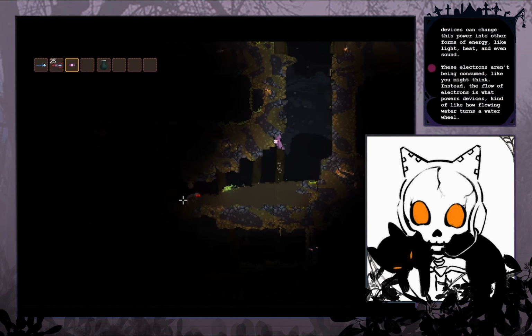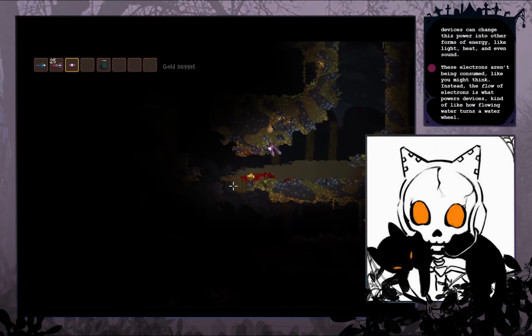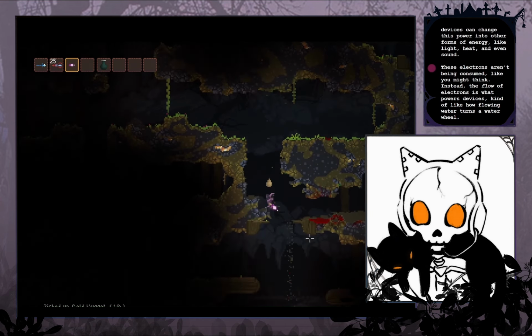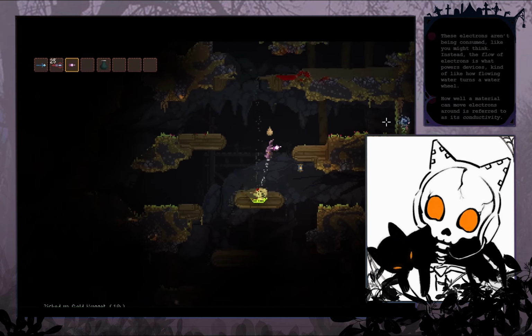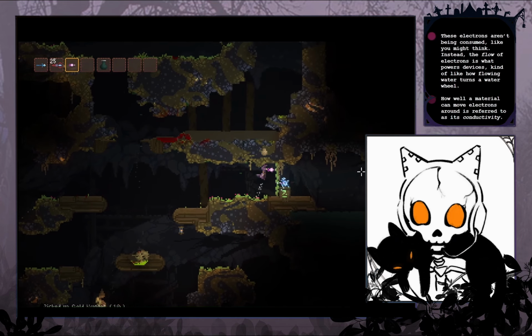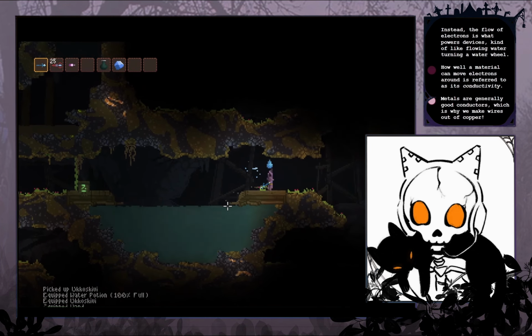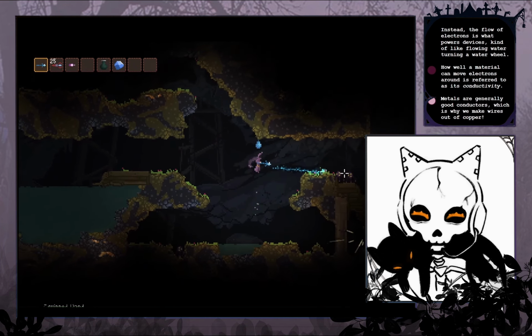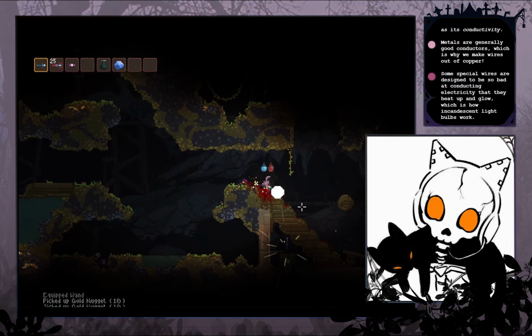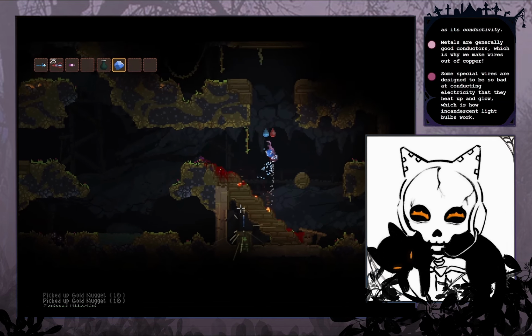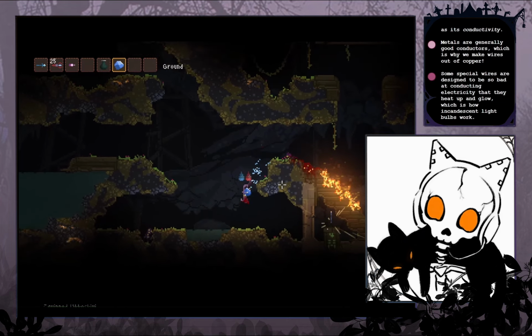These electrons aren't being consumed like you might think. Instead, the flow of electrons is what powers devices, kind of like how flowing water turns a water wheel. How well a material can move electrons around is referred to as its conductivity. Metals are generally good conductors, which is why we make wires out of copper. Some special wires are designed to be so bad at conducting electricity that they heat up and glow, which is how incandescent light bulbs work.